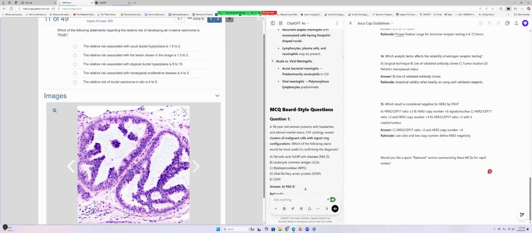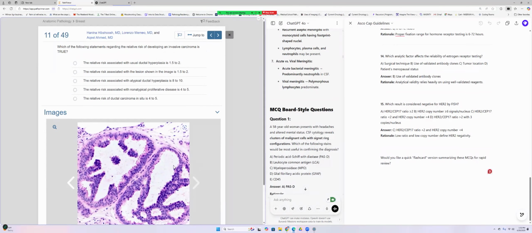Actually, this looks more like UDH, because you see it has these circles, these punched out spaces at the periphery, and there's Roman bridging. So this is UDH. So I'll choose A as my answer. If it is UDH, then it's going to be A. But if it is ADH, what will it be?